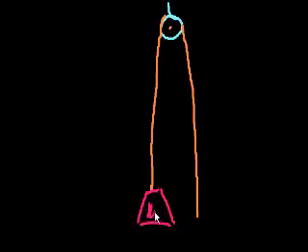And at this end, let's say I have a 10 Newton weight. And I'm going to pull down on this end to make the weight go up. So my question to you is, what is the mechanical advantage of this system? What is the force that I have to pull down in order to lift this 10 Newton weight, in order to produce 10 newtons of force upwards?